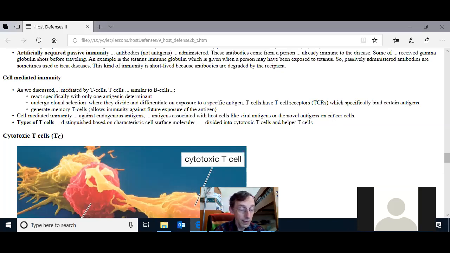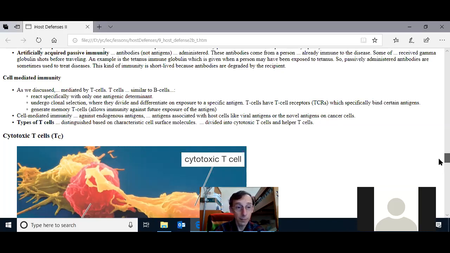So at least 1/3 of the cancer cases in America we never see because the T cells mount an immune response against them. Any question about that?